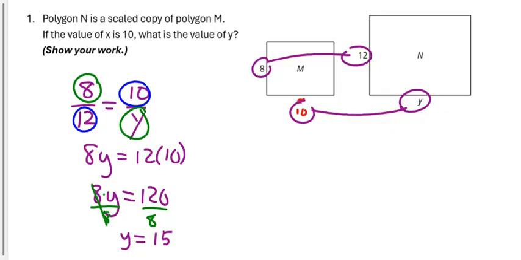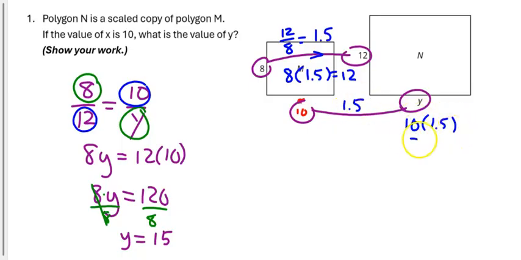Another way of doing this problem is that since we're going from left to right, the scale factor is going to be larger than 1. So we could have taken 12 divided by 8, which is 1.5. So 8 times 1.5 equals 12. So we could have also taken the 10 times 1.5 and found that y is 15. So 2 different ways of getting to the answer for number 1.